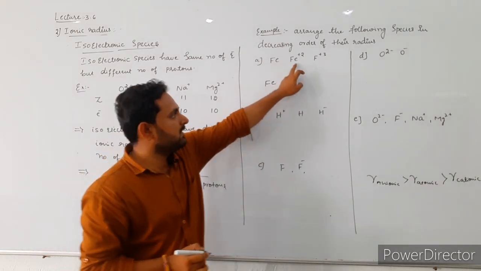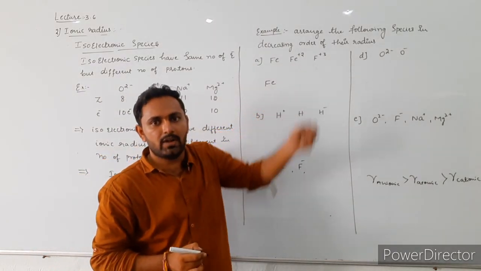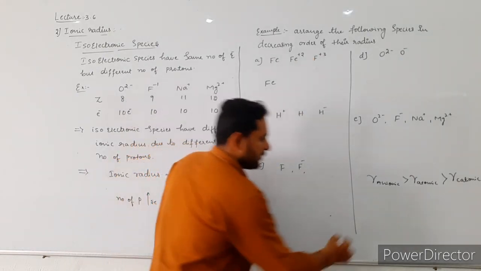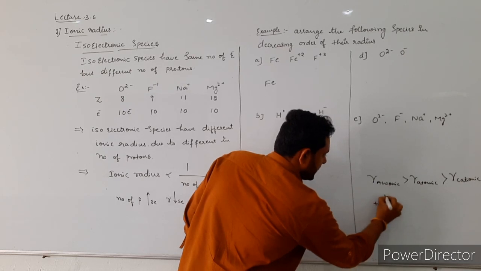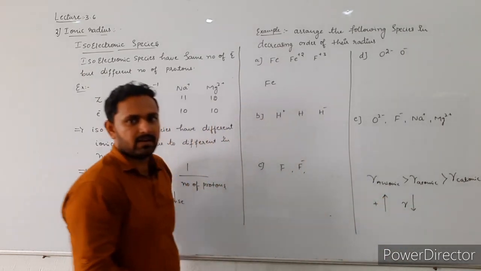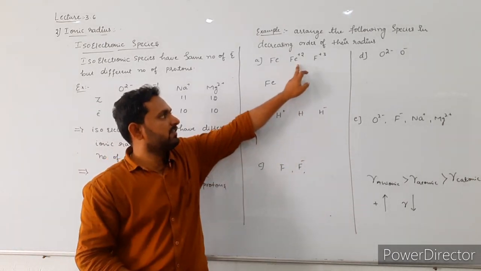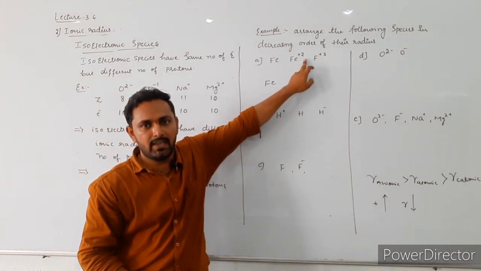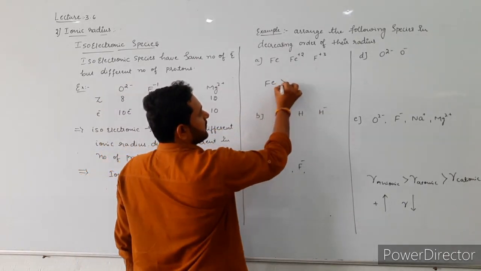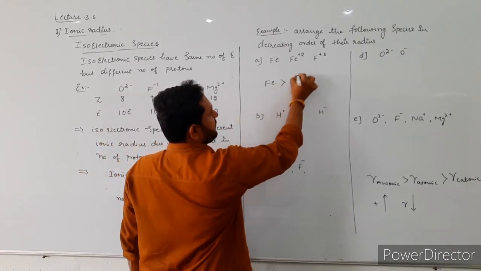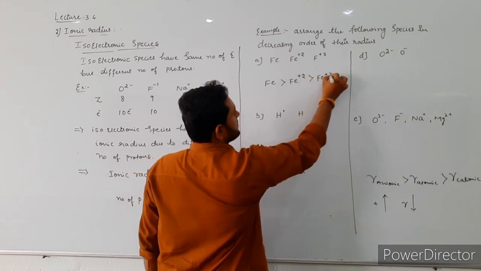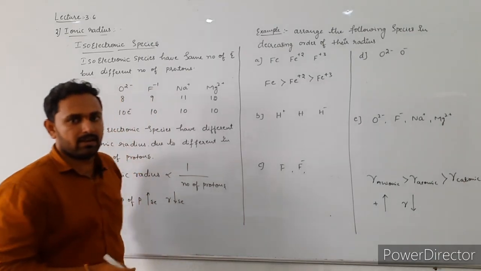Next, between these 2 species, which has more radius? Fe plus 2 or Fe plus 3? As positive charge increases, radius decreases, right? That's why Fe plus 2 has more radius compared to Fe plus 3. The radius of Fe plus 2 is greater than Fe plus 3. This is the decreasing order of their radius.